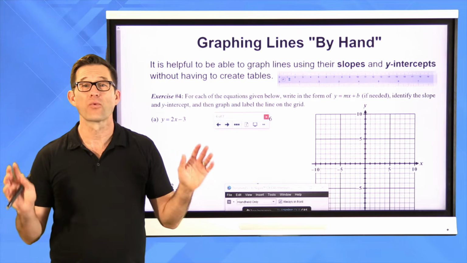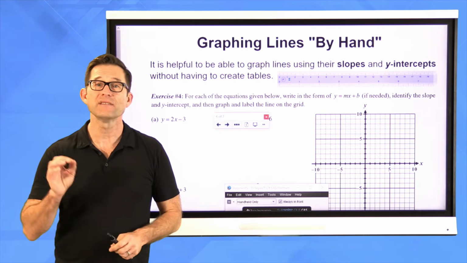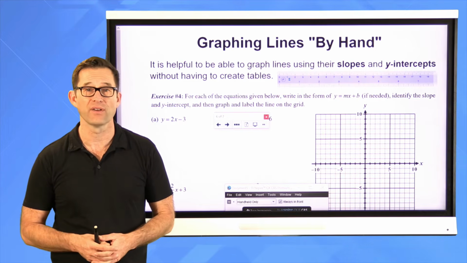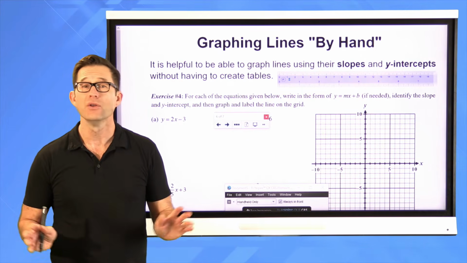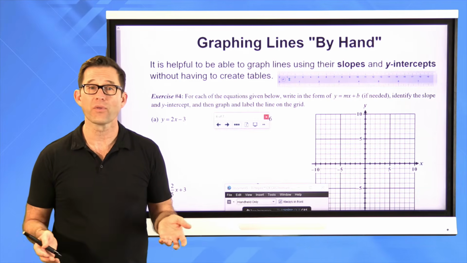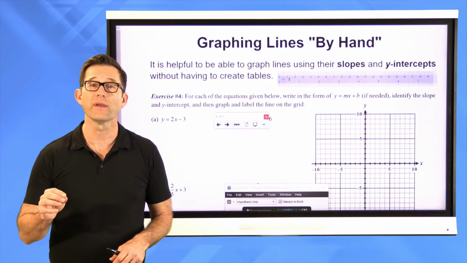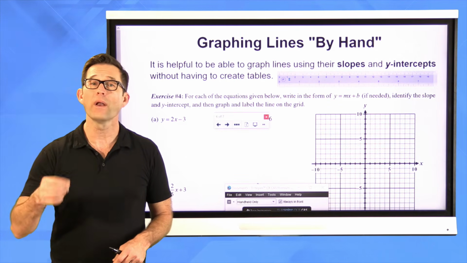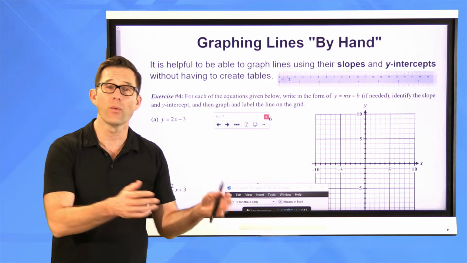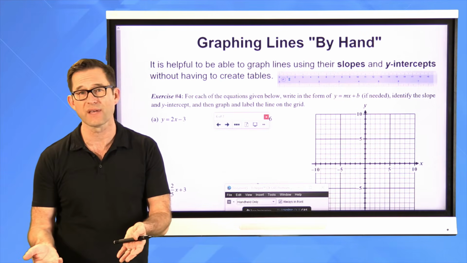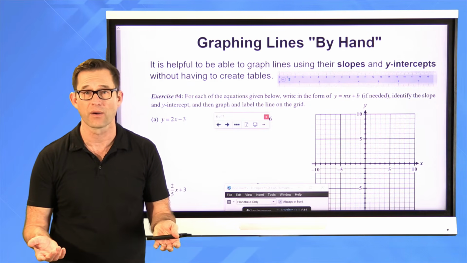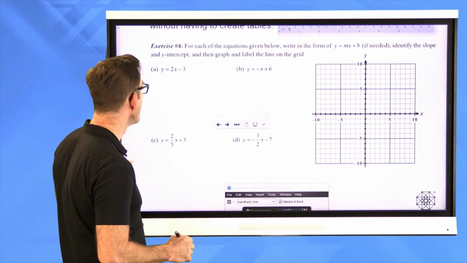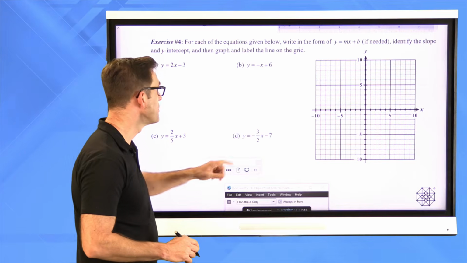All right, graphing lines by hand. It is helpful to be able to graph lines using their slopes and their y-intercepts without having to create tables of values. Now, don't get me wrong, there's nothing really wrong with creating tables of values, but there are situations where you'll have to graph lines relatively quickly, all right? And you'll want to be able to do them without having to put every one of them into your calculator, generate those XY tables, and graph them, okay? So let's review how we graph a line without having to set up a table of values.